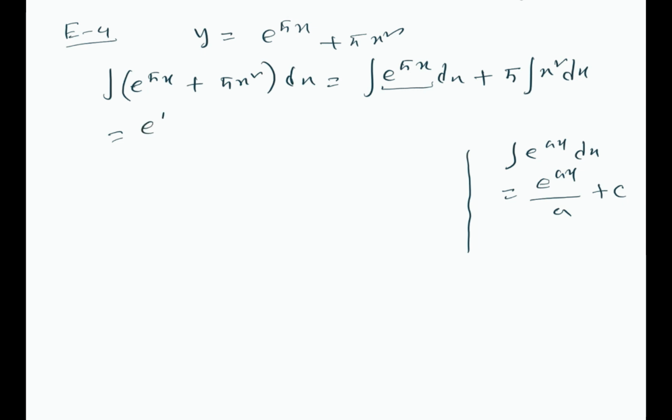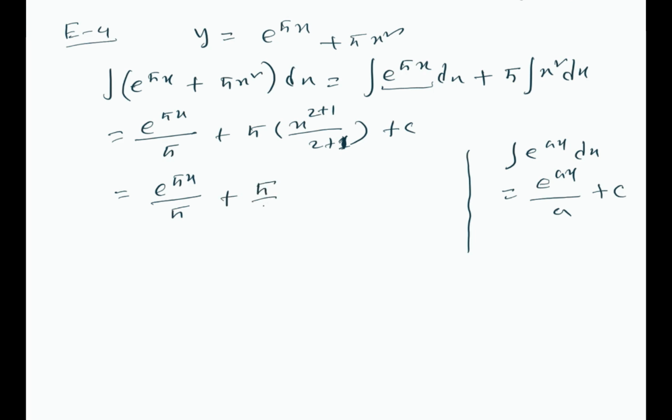So e to the power 5x divided by, here our a is 5, okay, then plus 5 times x, we have a power 2, so 2 plus 1 divided by 2 plus 1. Okay, and then finally we can put a c. So our answer would be e to the power 5x divided by 5 plus 5 divided by 3 x to the power 3 plus c. So this is the answer.